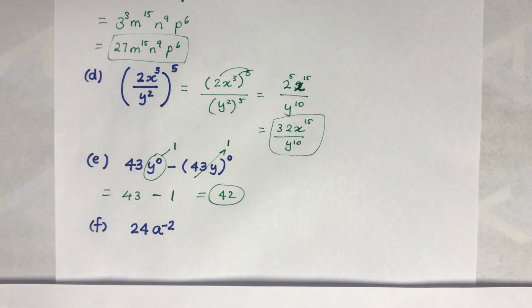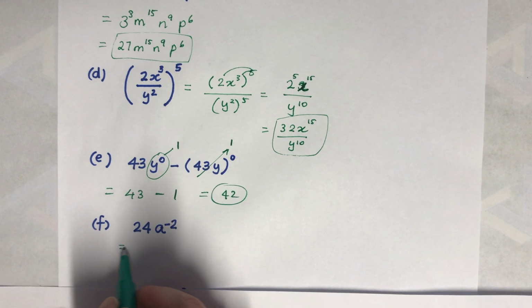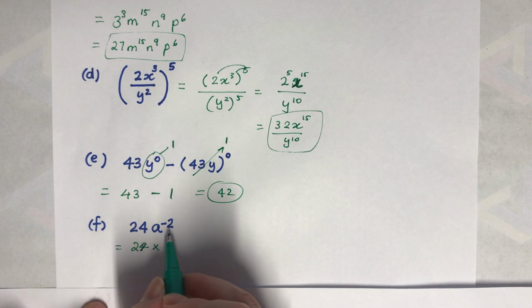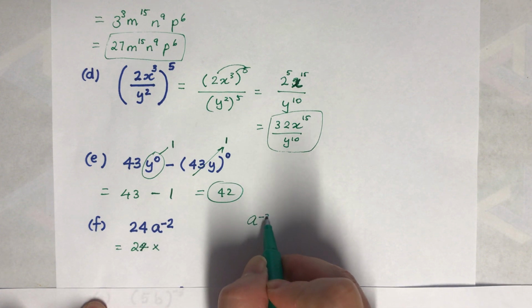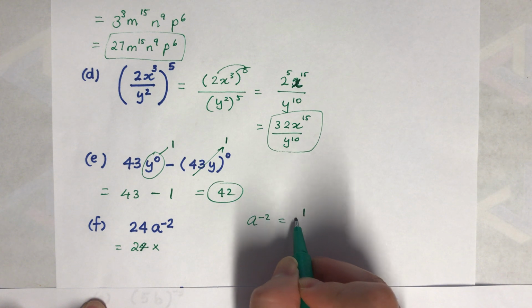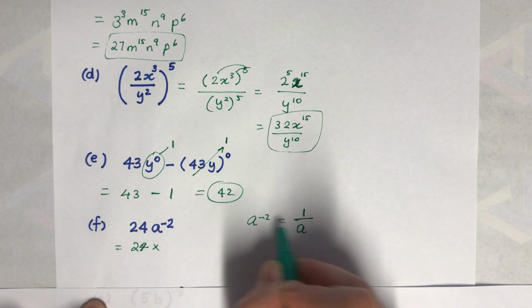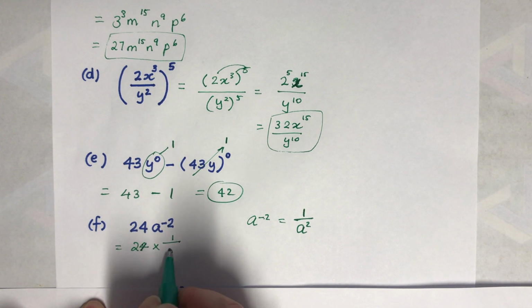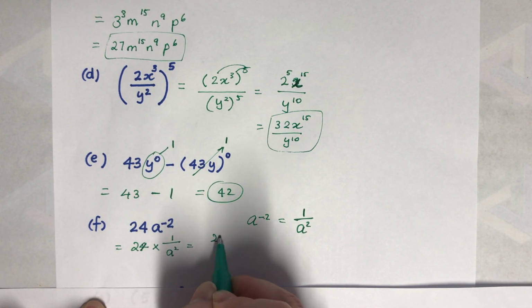Next one. Oh, that's not too bad. That's an easy one. So I'm going to go 24 times, what's a to the power of negative 2? That just means 1 over a to the power of 2, a squared. Okay, so I'm just going to put that in there. So my final answer will be 24 over a squared.